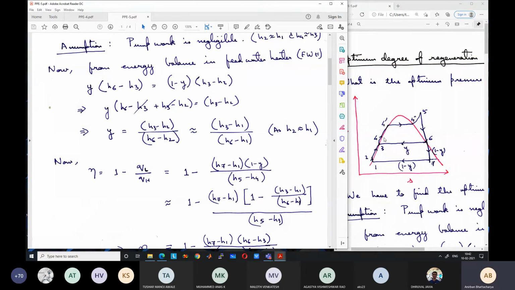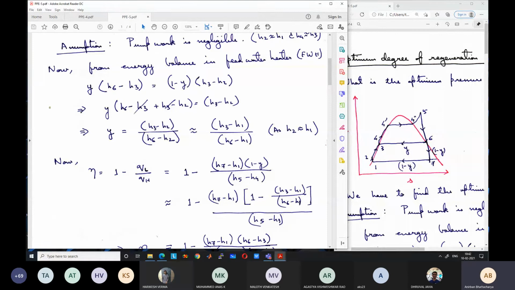Say point 3 is higher as compared to this point 3. Feed water heater pressure is high. So does it mean that efficiency will be higher? Sir, not necessarily. Not necessarily is the correct answer, but why? Because that may cause less power production from the turbine. Correct. Good. Yes.